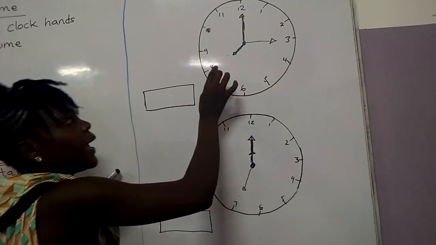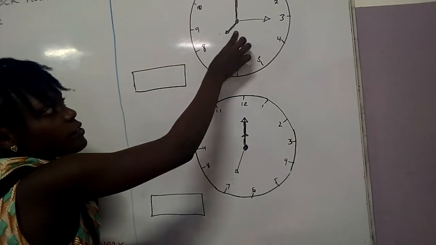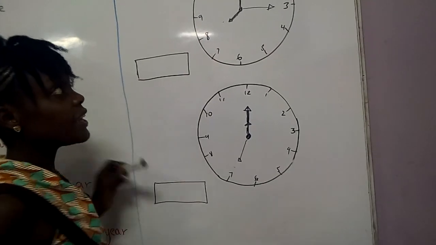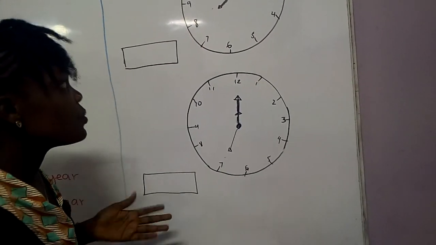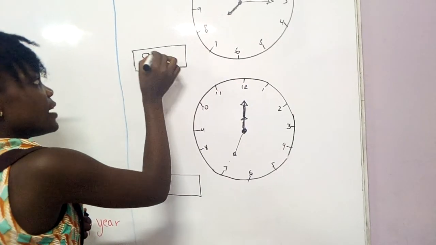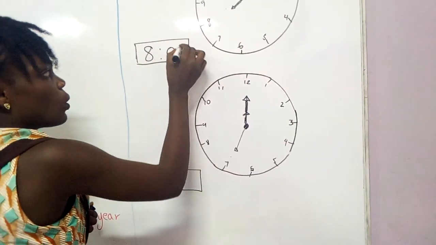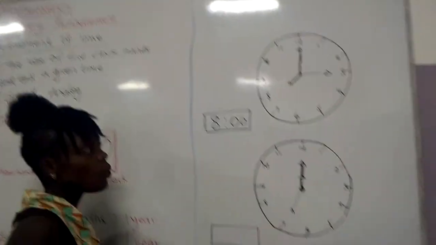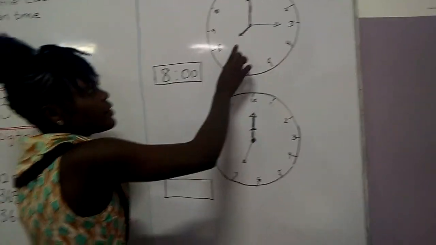So 8 is here. The short thick line is on the number what? 8. So we say that what is the time? The time is what? 8 o'clock. So we write it here. 8 o'clock. 8:00. 8 o'clock. So that is it.